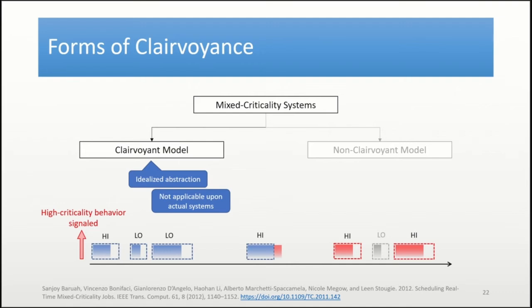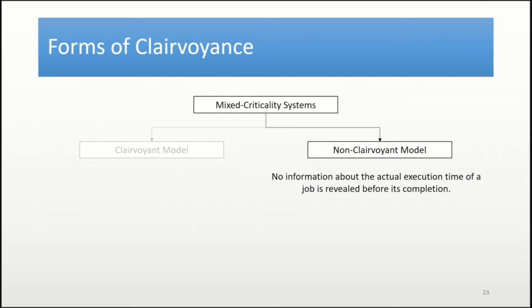However, due to the unpredictable variations in actual execution times of jobs, it is difficult to determine their precise values before runtime. Therefore, such a model is essentially an idealized abstraction that is highly unlikely to exist for a practical system. A non-clairvoyant scheduling model, on the other hand, assumes that no information about the actual execution time of a job is revealed before its completion.